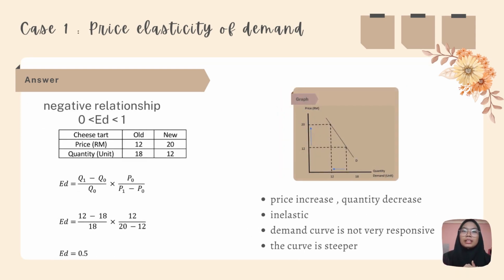Next, for the cheese type, the price is 12 and 20. The quantity is 18 and 12. Now, we're going to use the same formula. So, it should be 12 minus 18 divided by 18 times 12 divided by 20 minus 12 equals 0.5. It is a negative relationship because it's less than 1.